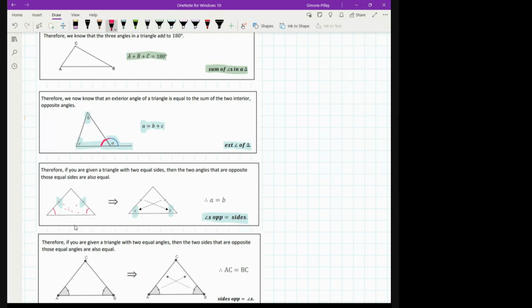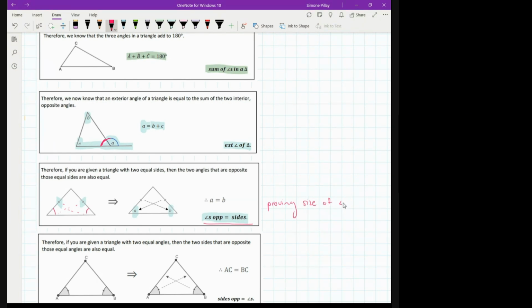Uma, a hand again. Ma'am, so if they give us the angle and they want us to calculate the sides, we're going to say angles opposite equal sides. No. If they give you the sides and you have to calculate the angles, then you are going to use angles opposite equal sides. So this reason you're going to use when you are proving the size of an angle.